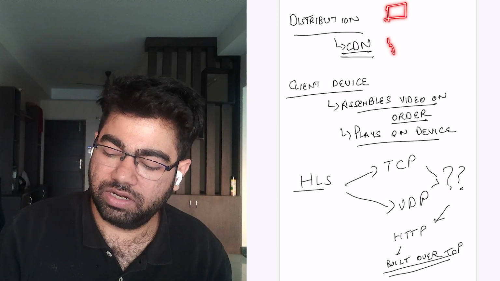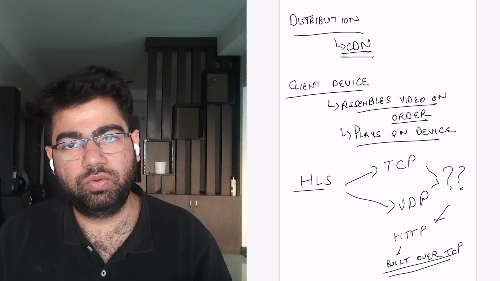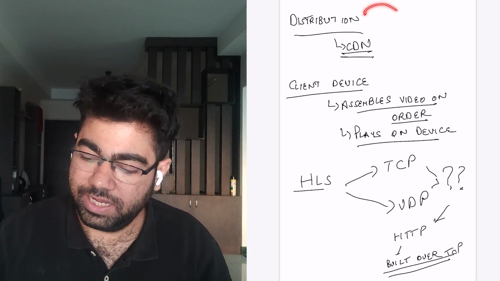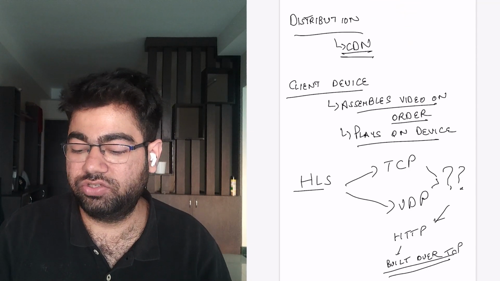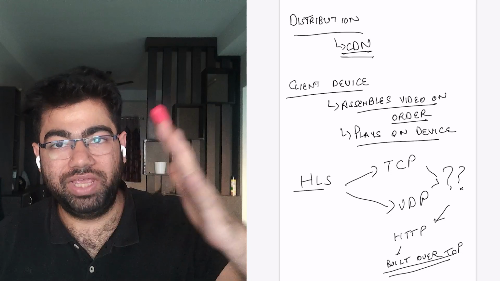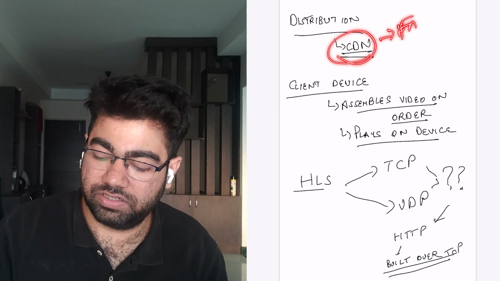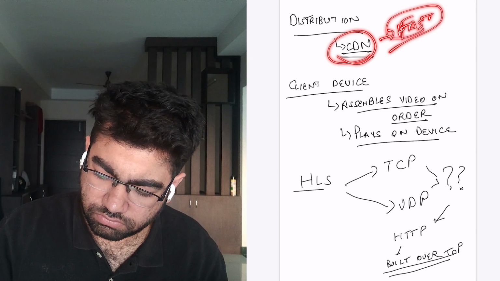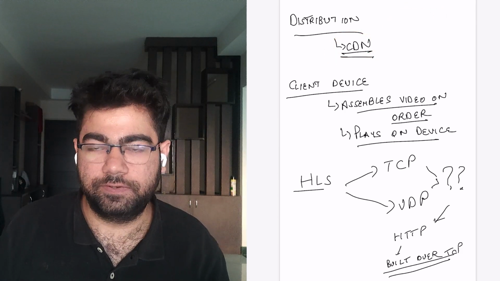So a CDN provides servers which are close to different locations. Whenever someone requests a file, it brings it from the closest location. It does not have to go back all the way to the main server. That's what a CDN does, and hence it helps in faster delivery. So that's how the distribution occurs with the help of a CDN.